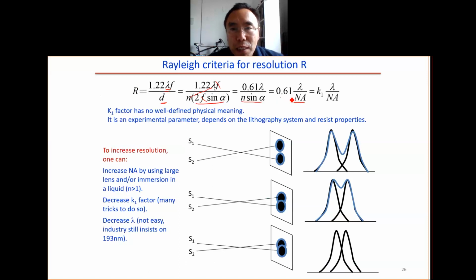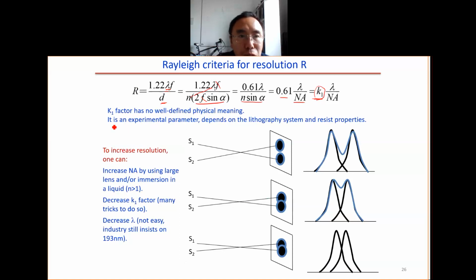Usually we call the 0.61 the K1 value. The K1 factor has no well-defined physical meaning. That means everything else, besides the wavelength or the numerical aperture effect, like how the lithography equipment is designed, is put into the property of K1.